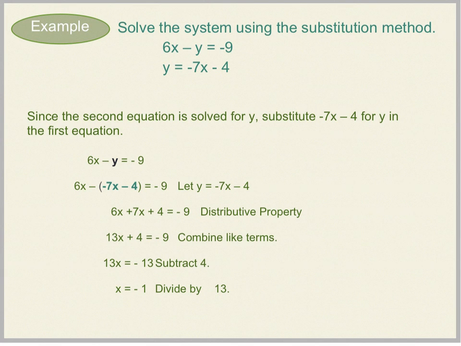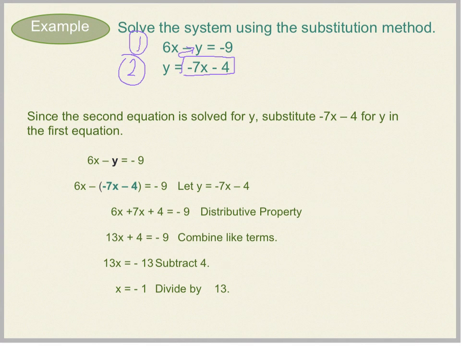So I want to solve this system using the substitution method. What I first notice is that I have two equations, and in my second equation, I already have one variable isolated or solved for. This is going to assist me in using the substitution method, because this equation, y equals negative 7x minus 4, what y equals will be substituted into the first equation so that we end up with one equation in one variable.